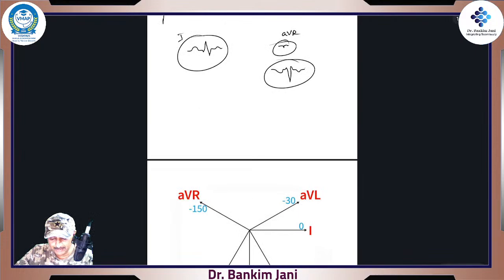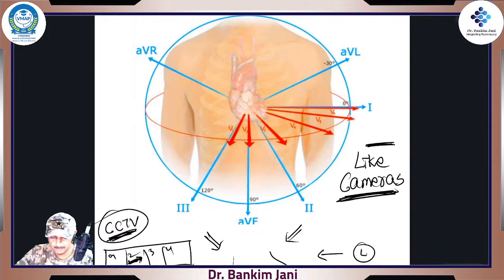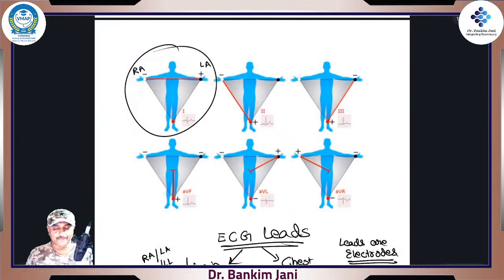We need to add one more page. This is a page. I am zooming it. Watch only this portion. This is right arm, left arm. Similarly, this is the opposite, the second one, third. These are 1, 2, 3, AVR, AVL, AVF.